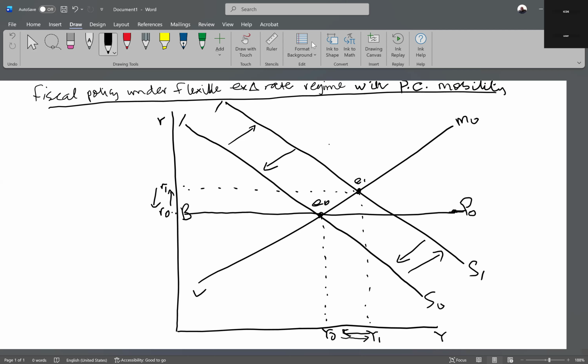Please, can I continue? Yes, Prof. Should I clean this? Yes, Prof, you can.